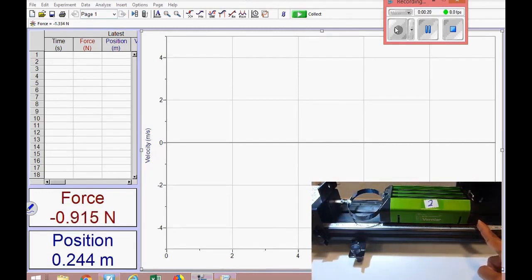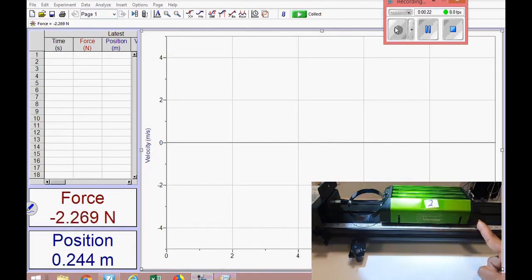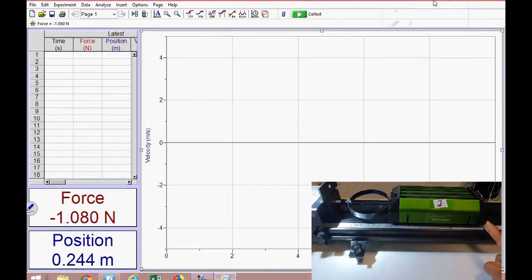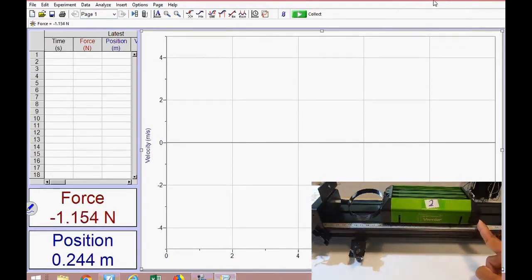We compress it exactly 2 centimeter. Right now, I'm going to run it. So can you make it? Can you compress this exactly 2 centimeter? Okay. Now the cart is compressed exactly 2 centimeter, and I'm going to start to collect data.